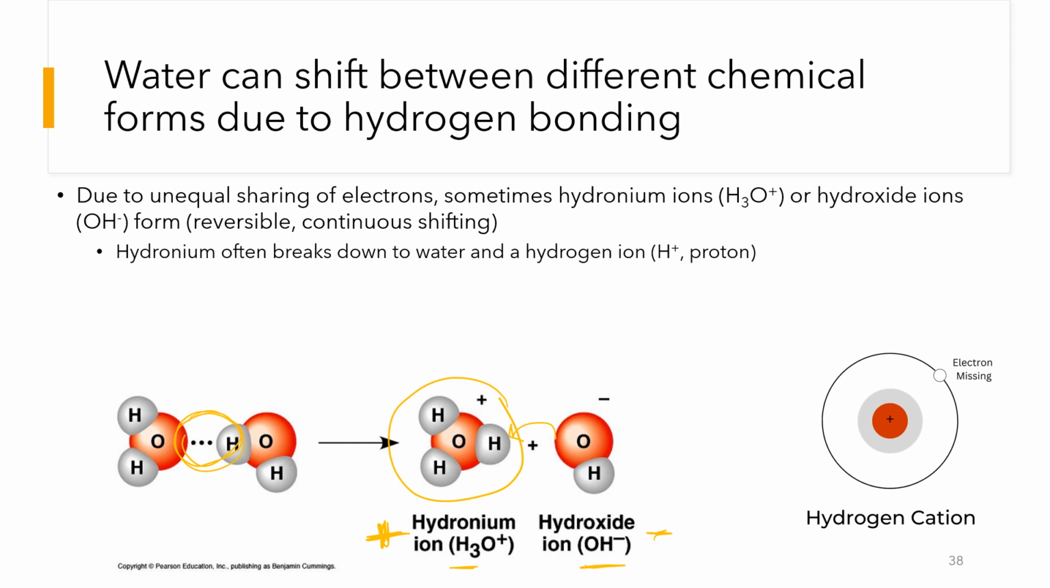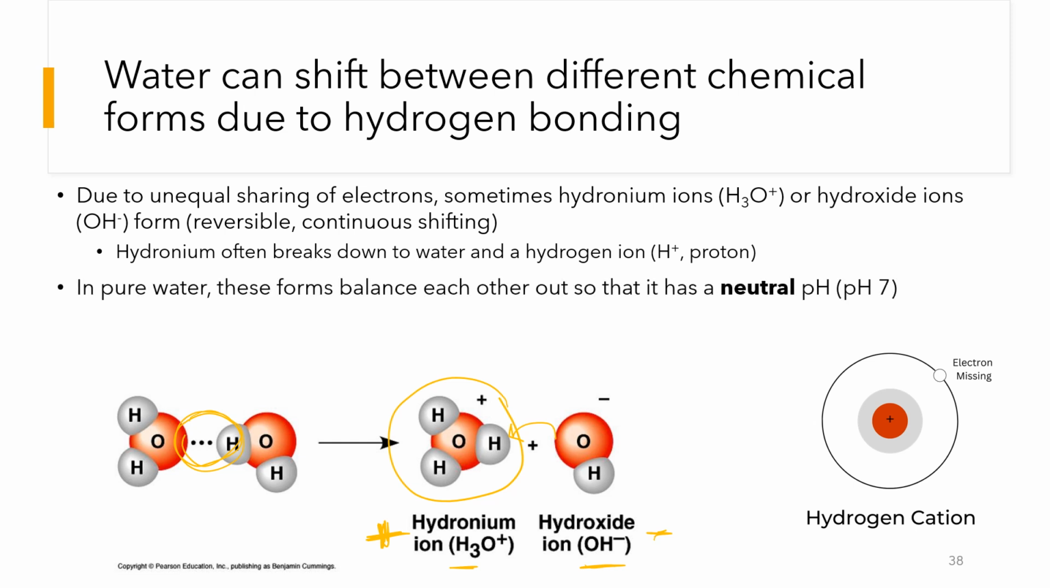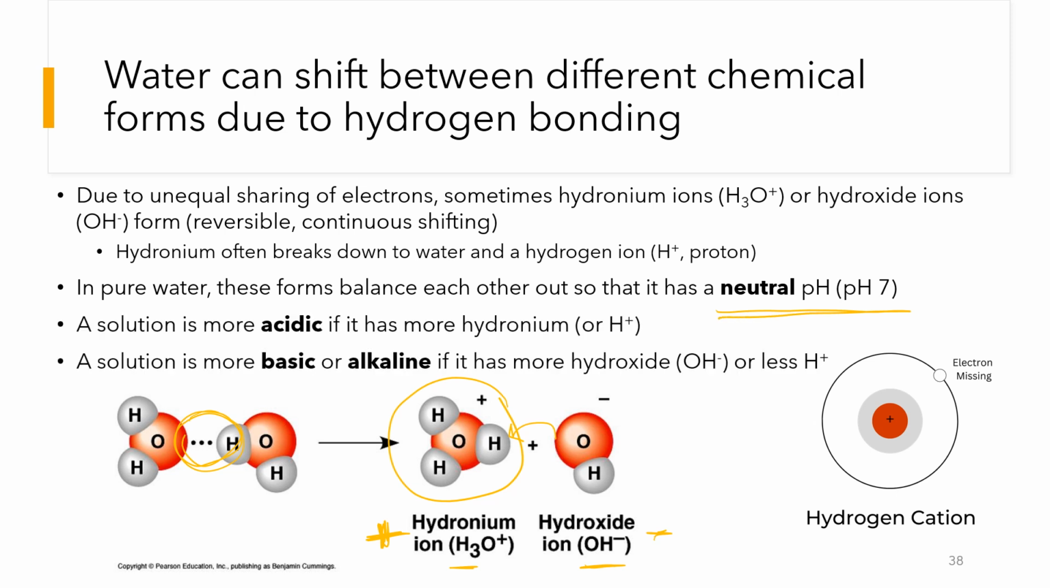So when we talk about this unequal sharing of electrons with polarity, we sometimes create these new structures entirely. Now, in pure water, these positive and negative charges of hydronium and hydroxide balance each other out. So pure water has a neutral pH, a pH of 7. A solution that is more acidic has more of these hydronium ions, and as a result, it's going to become more and more positive. A solution that is more basic or alkaline has more of those hydroxide ions, so as a result, it's going to become more and more negative.